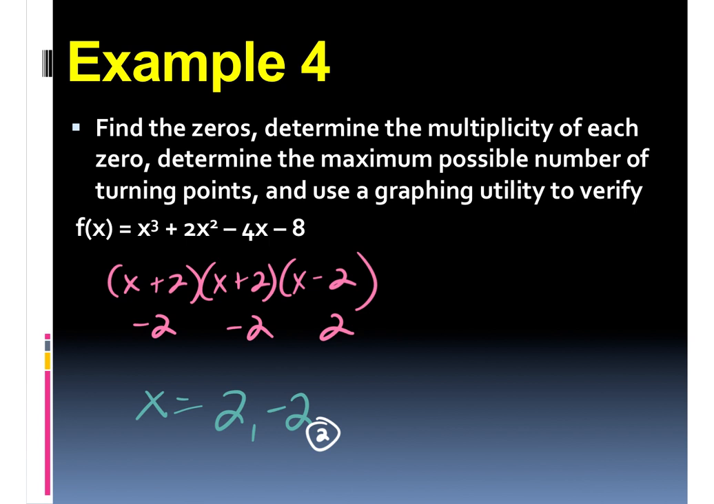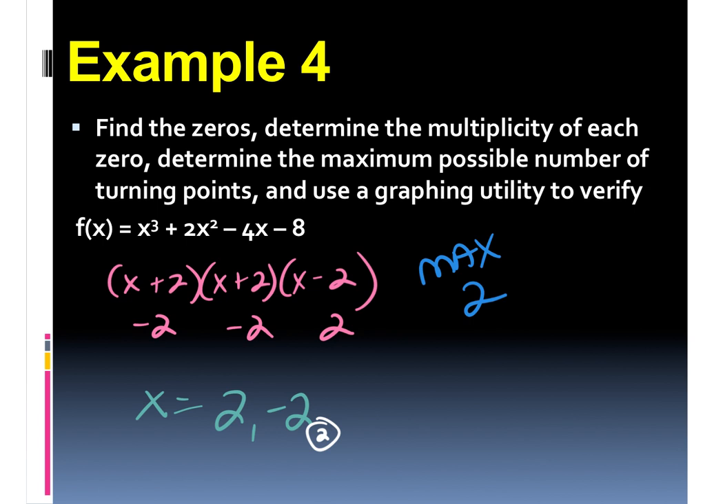So now what does the next thing say? Determine the maximum number of turning points. How many turning points would this graph have? Max is 2 because it's n minus 1. What would happen at my x equals 2 intercept? Is it going to bounce or cross? At 2, it's going to cross because it has an odd multiplicity. At -2, it's going to bounce.